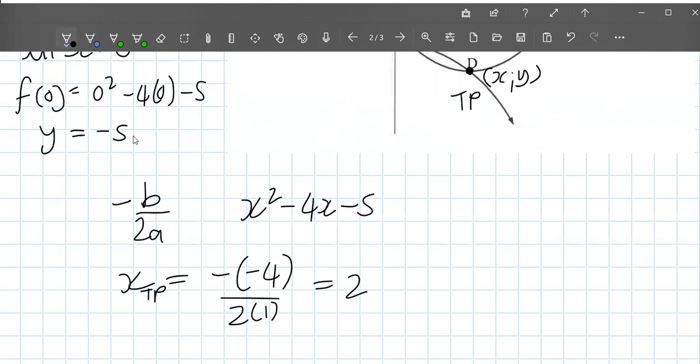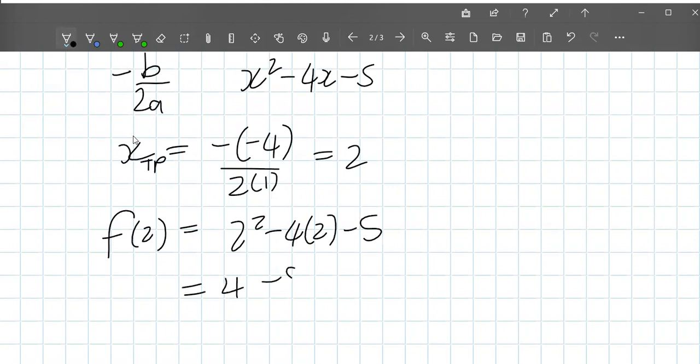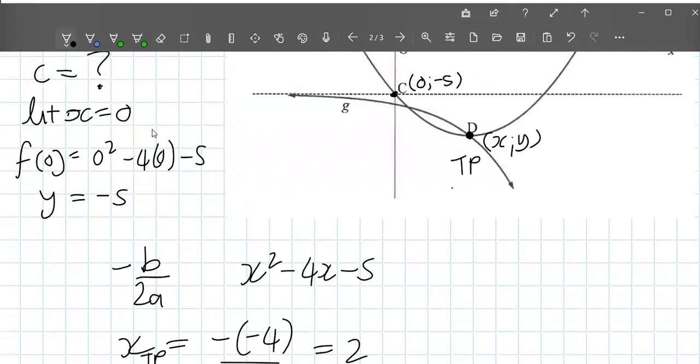In order to get the y of the turning point, we can sub our x value back into the original equation. So f of 2 is equal to 2 squared minus 4 times 2 minus 5. And this is 4 minus 8 minus 5, which comes to minus 9. Therefore, our D, the x value is 2, and the y is negative 9. So our turning point is (2; negative 9).